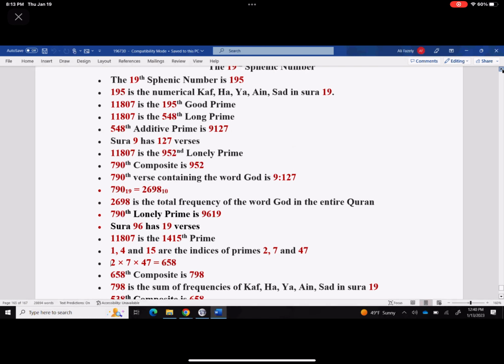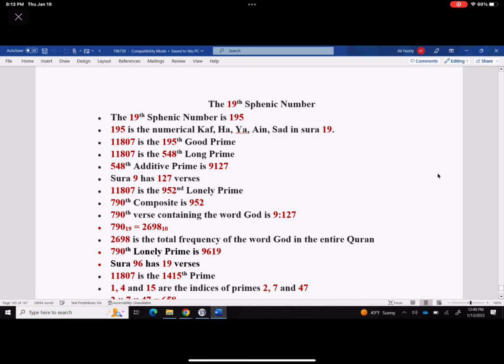So I'm going to describe this today, okay? The 19th Sphenic number. A Sphenic number is a triprime that has distinct prime factors. The smallest Sphenic number in number theory is 30, okay? And 30 is 2 times 3 times 5.